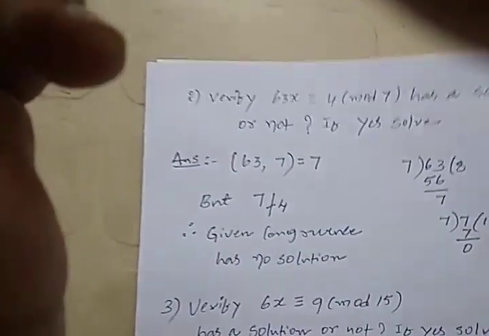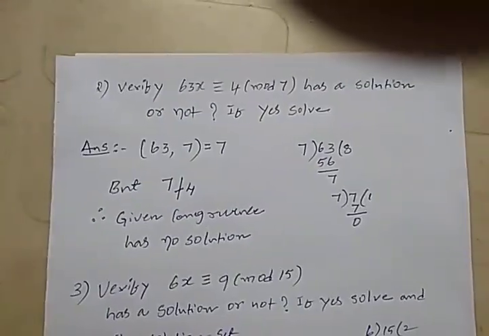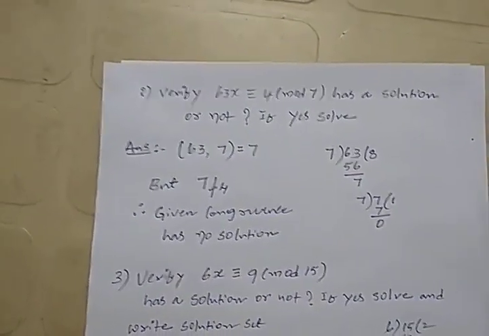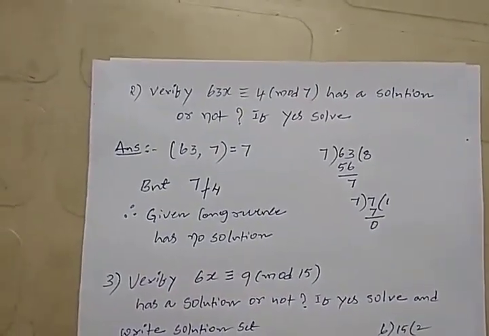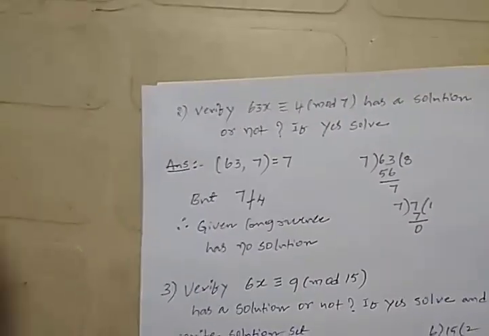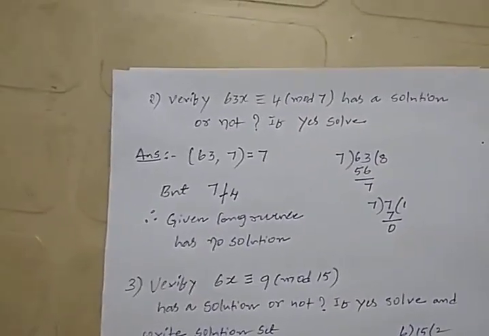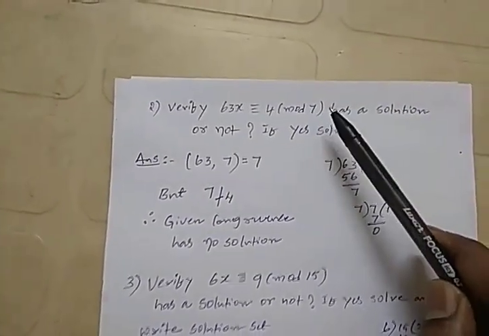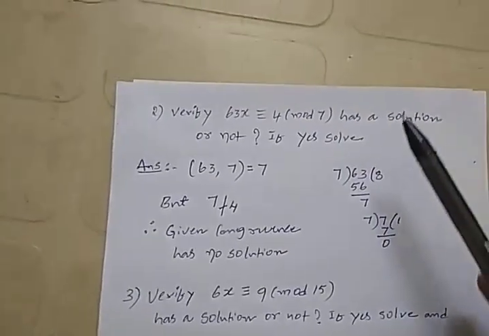Let us see one more problem. Second problem: verify whether 63x is congruent to 4 mod 7 has a solution or not. If there is a solution, let us find the solution and a solution set. As I said, first ensure what the GCD is. Depending on that GCD, we can say whether the congruence has a unique solution, more than one solution, or no solution.